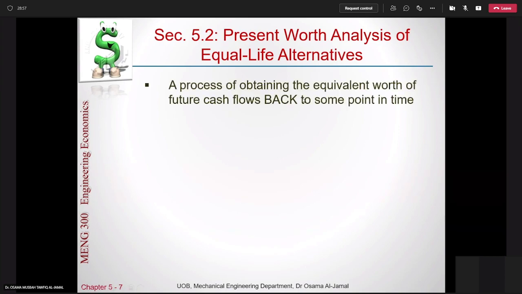Present worth is a process of obtaining the equivalent worth of future cash flows back to some point in time. We have the cash flows in year 1, year 2, year 3, different cash flows, different series, up to year, let's say 10, which is the life of that alternative. We need to bring them all to present time. But if we're working with future worth, we need to send all of them to the last year, year N, or in our example, year 10.